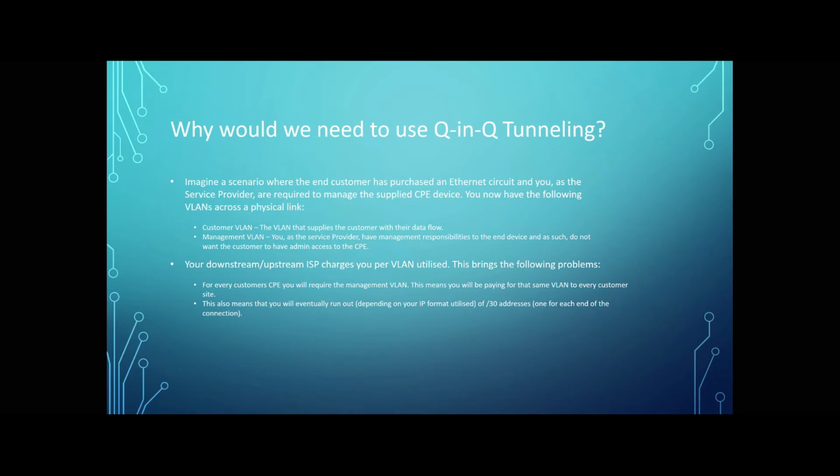Why would we need to use QinQ Tunneling? Okay, well, as we've stated here, you can imagine a scenario where the end customer has purchased an Ethernet circuit and you, as the service provider, for that particular customer, are required to manage the supplied CPE device. This is a device that you'll supply. It's more than likely going to be a little office firewall of some sort. So from a Juniper perspective, maybe a 300 or a 340. A 340 is more beneficial because you can actually slot a DSL circuit board into that for backup routing.